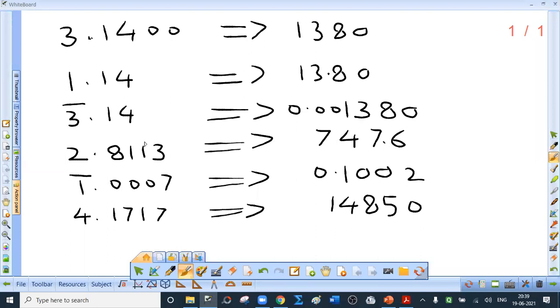You can cross verify. Log of this number must be this. Somebody was asking me what is the meaning of anti-log. See, logarithm of 747.6 is this. So anti-log of this must be 747.6.